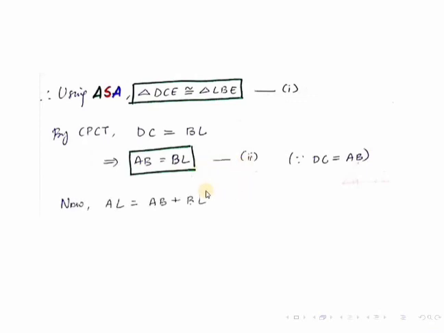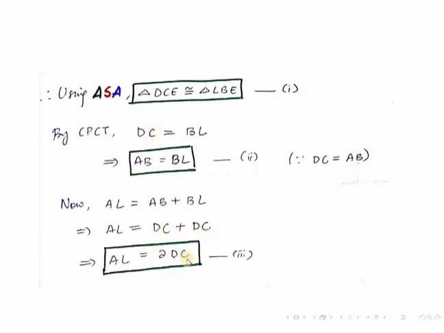Now AL can be written as AB plus BL, isn't it? Look here carefully. You know that BL can be written as DC, and AB is also equal to DC. So in place of AB I have written DC, and in place of BL also I have written DC. So DC plus DC is 2 times DC. That's what we needed to show here.